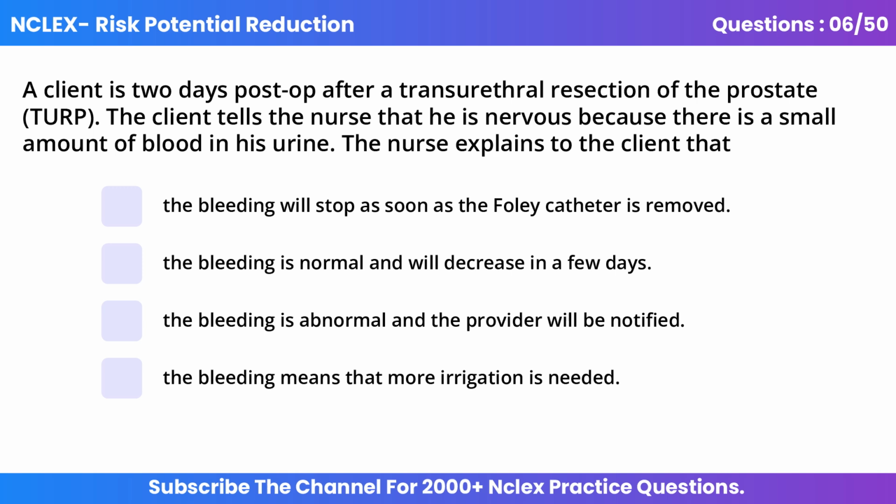Question 6. A client is 2 days post-op after a transurethral resection of the prostate, TURP. The client tells the nurse that he is nervous because there is a small amount of blood in his urine. The nurse explains to the client that B. The bleeding is normal and will decrease in a few days.